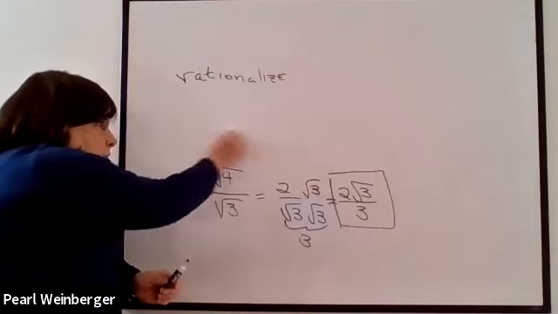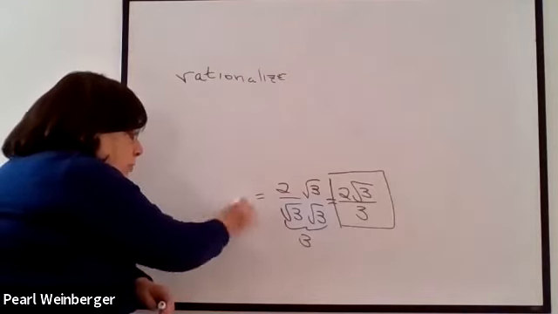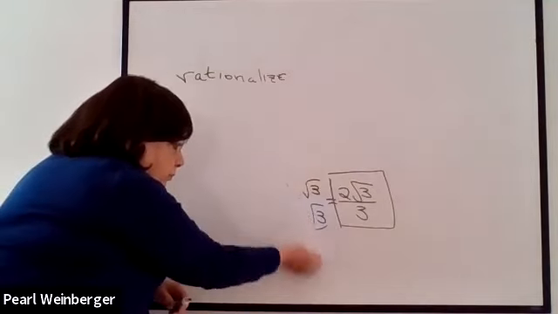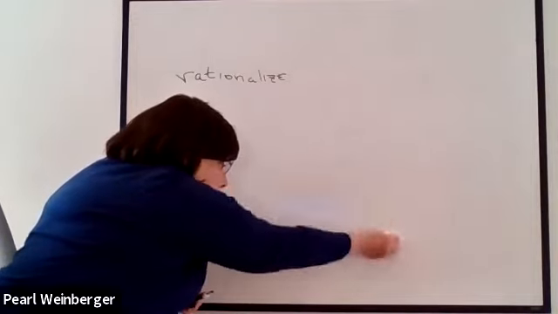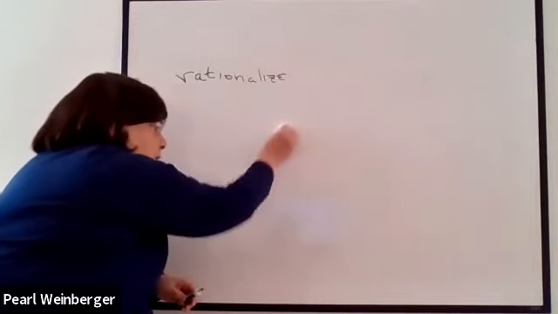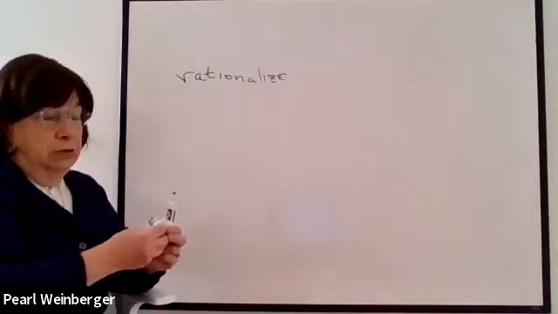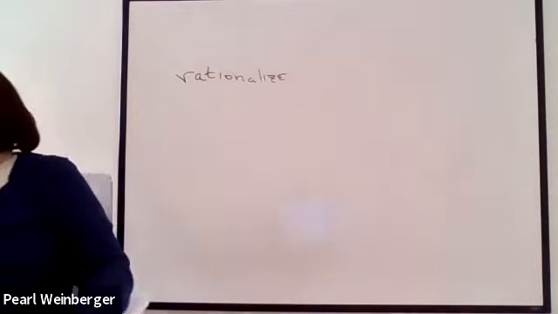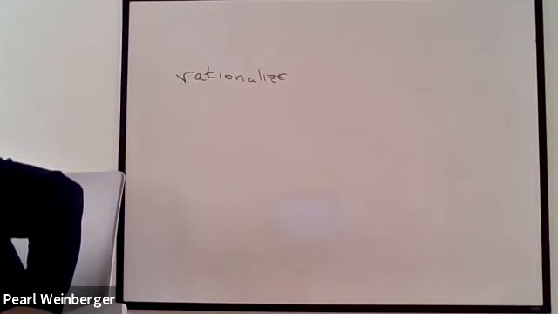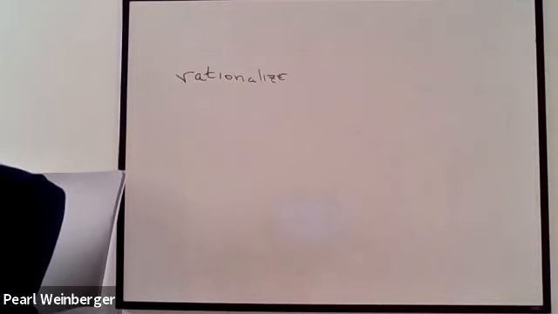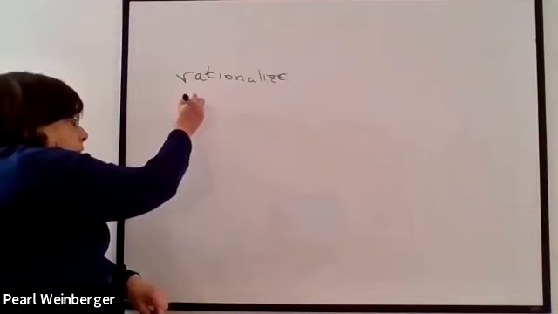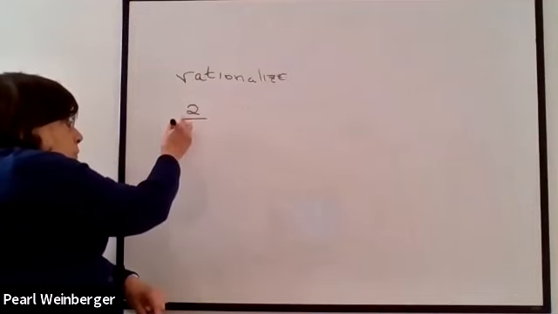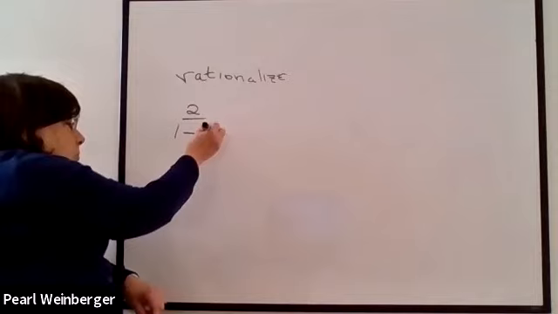Okay, now let's look at an example in which we have a radical in the denominator again. But my denominator is not just a single term, it's a binomial. How do we handle radicals in the denominator? In other words, suppose I had something like this, 2 over 1 minus radical 5.